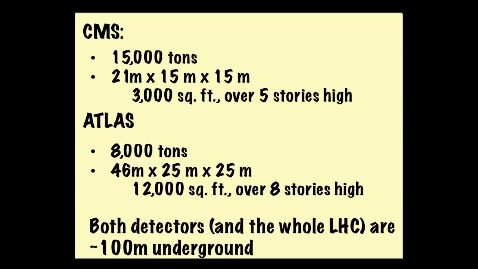The CMS experiment weighs 15,000 tons and is as big as a 5-story building. The ATLAS experiment isn't quite as massive, isn't quite as heavy, but it covers 12,000 square feet and is over 8 stories high, and all of this is 100 meters underground.